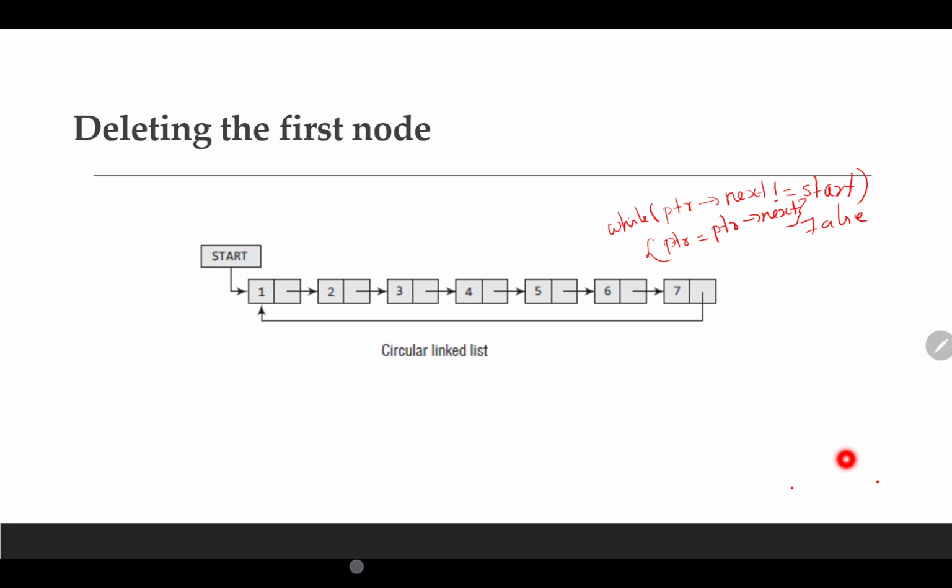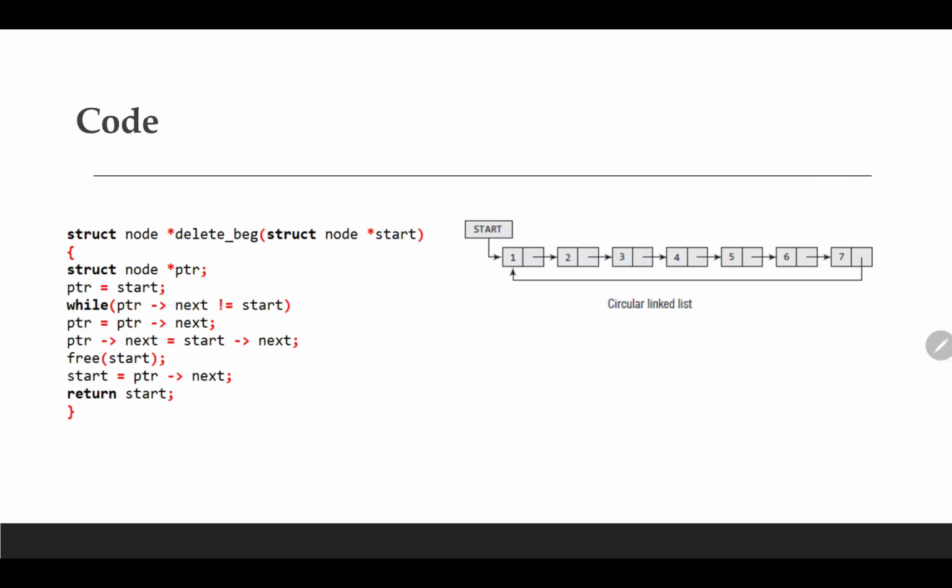When you are doing the deletion at the start, this node will be removed by using the free function, and the second node will become the start node. The last node contains the address of this second node. We will see the code for this. So this is the code for deleting the node from the beginning.